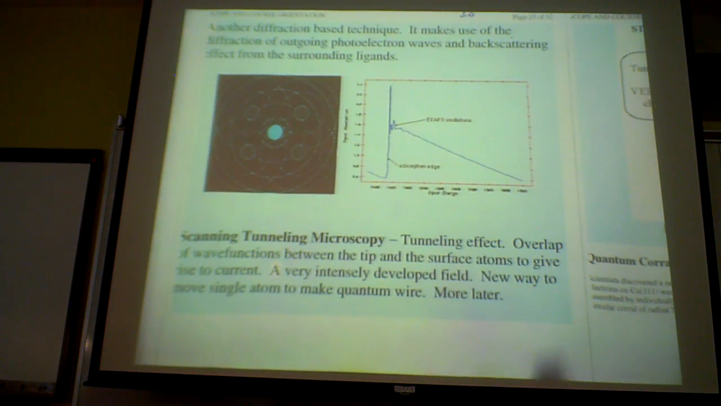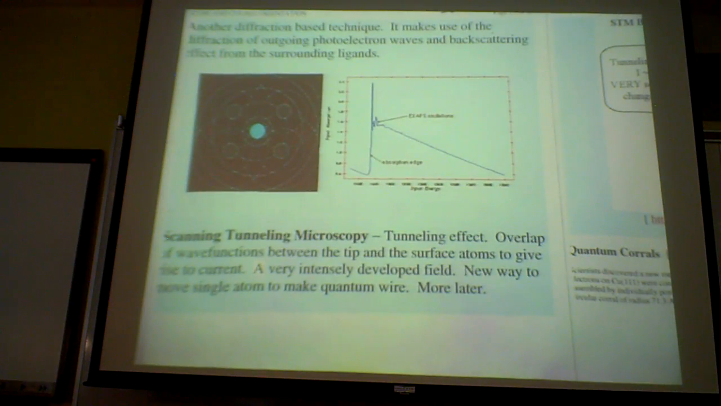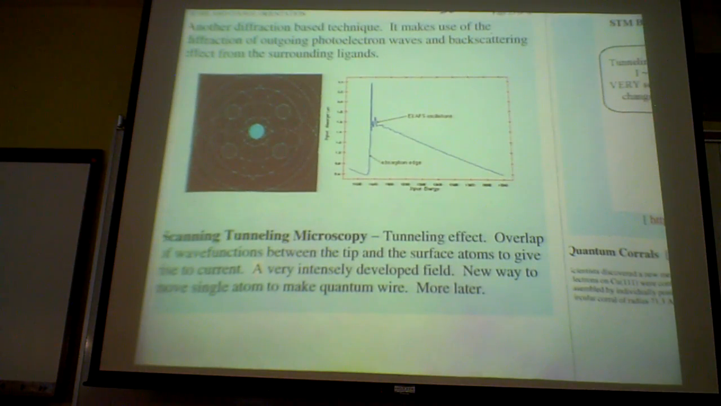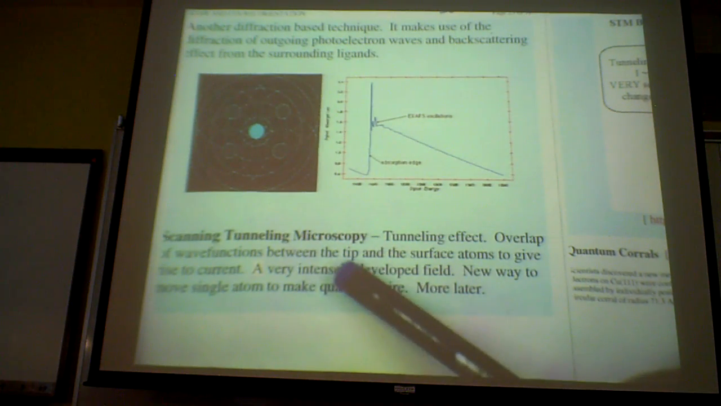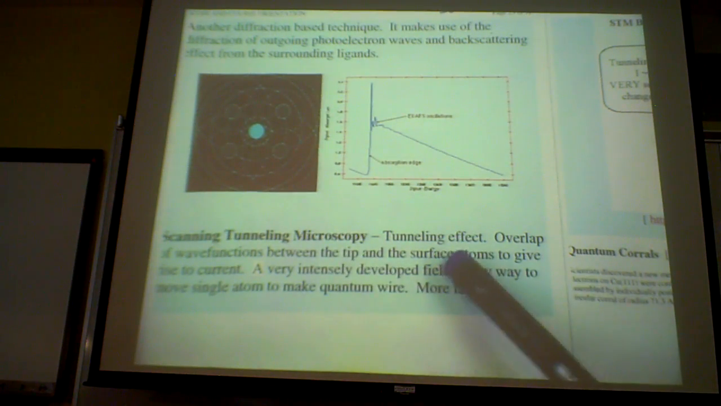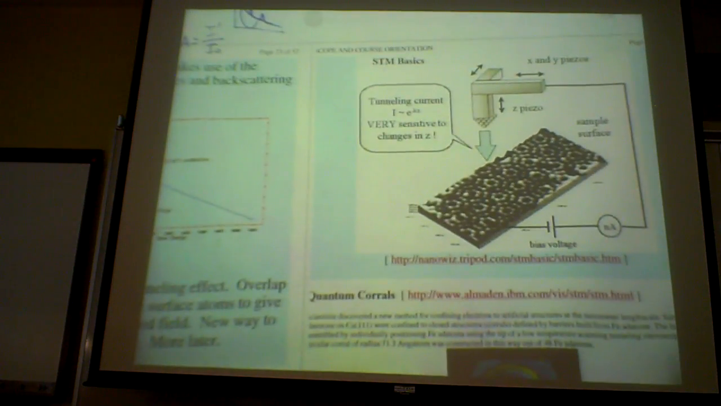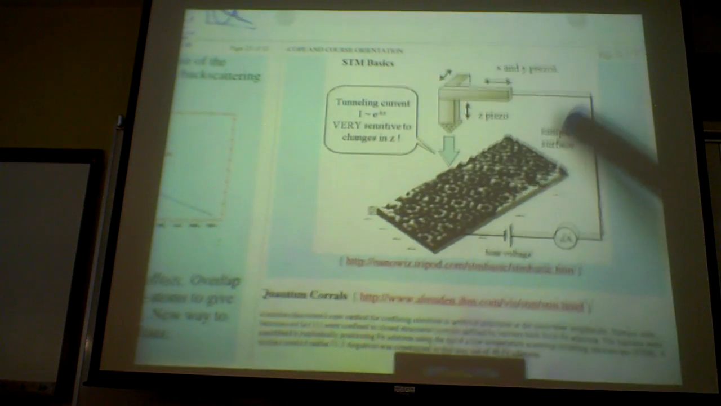And then another technique that people have heard about, I'm sure, is scanning tunneling microscopy, which makes use of the actual tunneling effects between two atoms, between the atom on the tip of your machine and the surface of your material. That gives you a current, and you can measure this current, and it gives you the topography of the material.